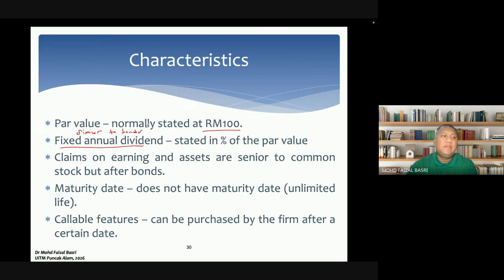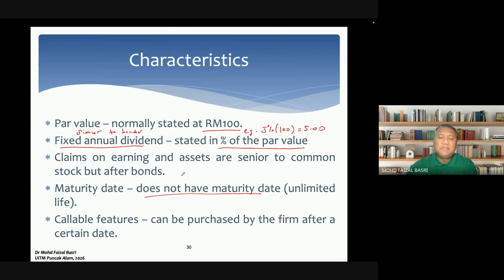So the way how we express pun masih sama. It's based on the percentage of the par value. So again, if I use 5%, kita akan darab dengan par value. Cuma untuk preferred, the par value is RM100. So therefore, if it's 5%, the dividend would be RM5. Okay, sebab dia 5% of 100. Okay, of the par value. Right? So, in terms of maturity, dia tak ada maturity.